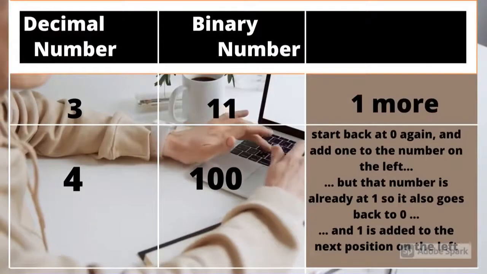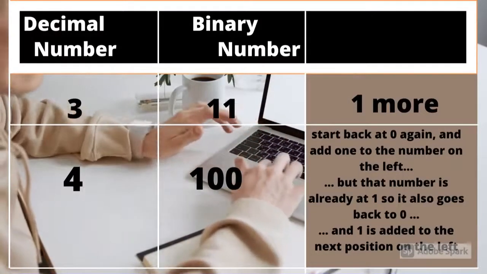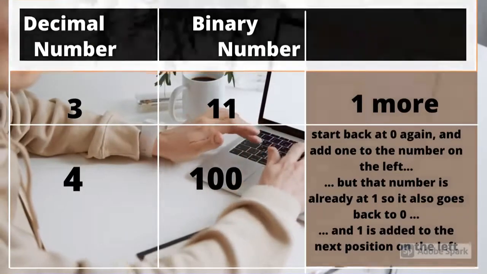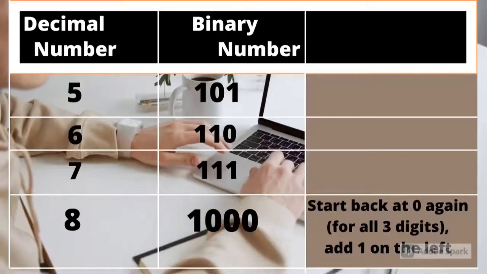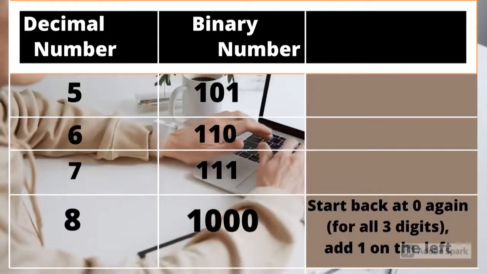But that number is already at 1, so it also goes back to 0. And 1 is added to the next position on the left. Start back at 0 again. For all 3 digits, add 1 on the left.